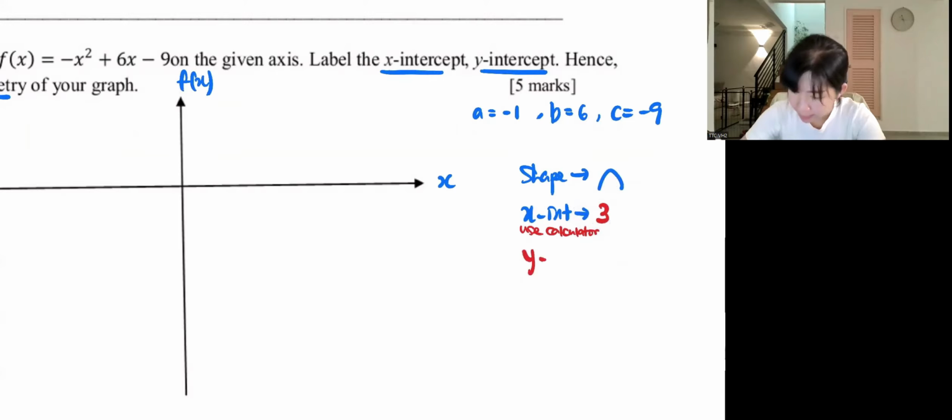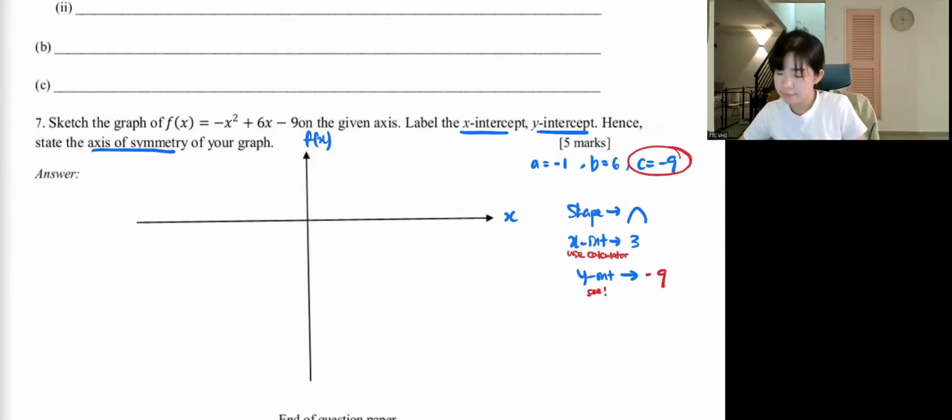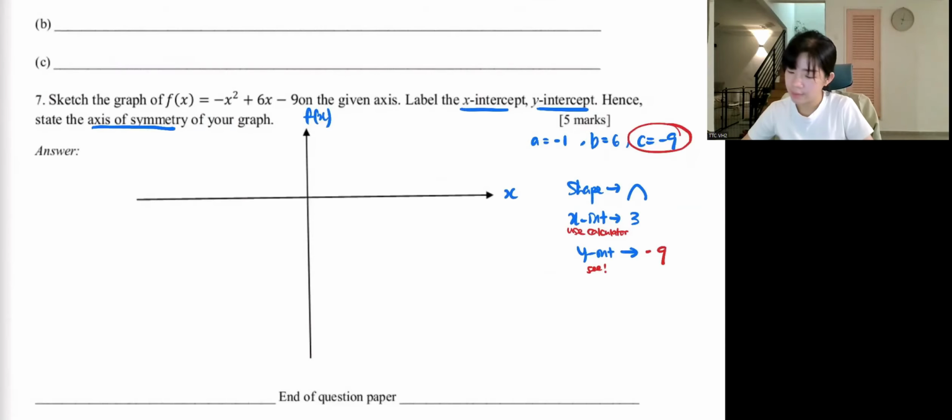Then next, y-intercept. What is the y-intercept? How to find it? It's in the equation, you just see which is the c. So it's -9. Okay, you have these 3 things, and these 3 things are enough.